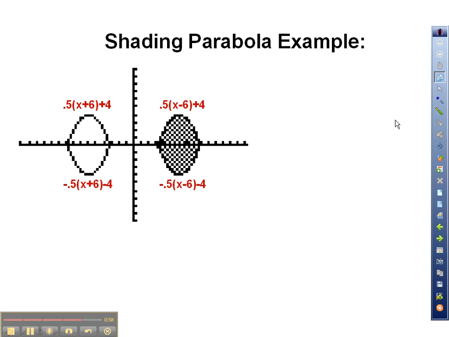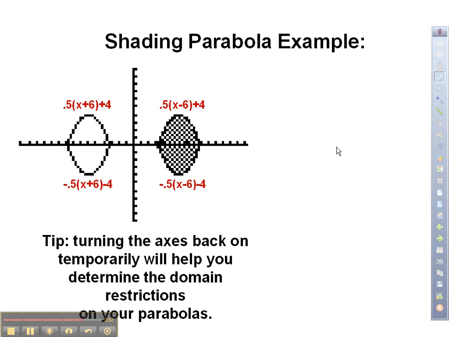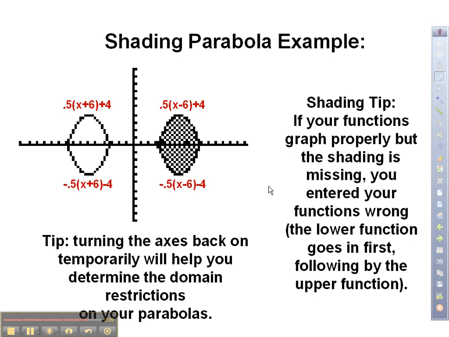Shading parabola example. Here are some examples if you want to plug that into your graphing calculator. See what happens. I turned on the axis. See how I turned the axis back on? That will help you with your domain restrictions. I highly recommend you leave your axes turned on while programming. If your functions graph properly but the shading is missing, you entered your functions wrong. The lower function goes in first, followed by the upper function.